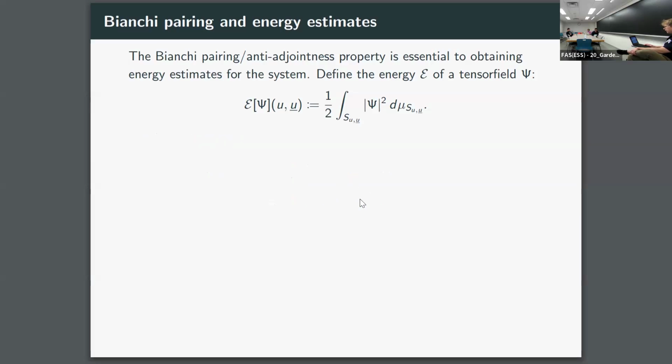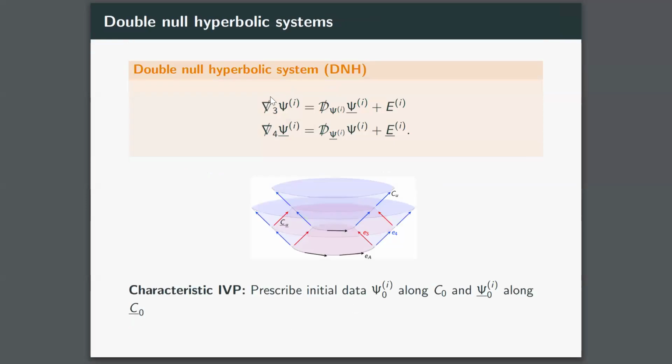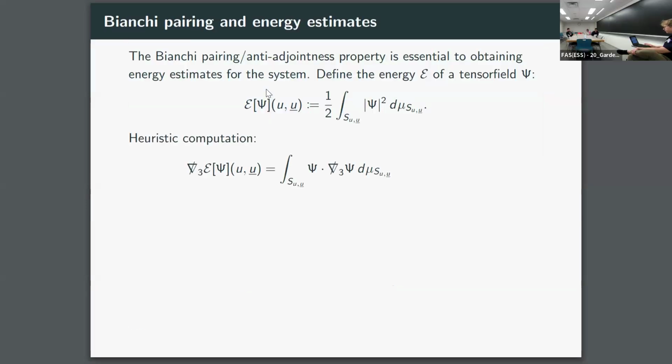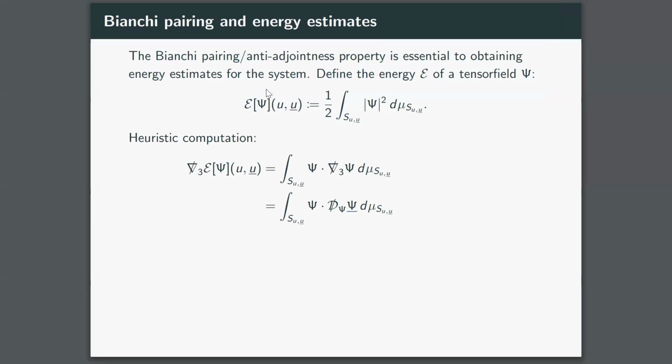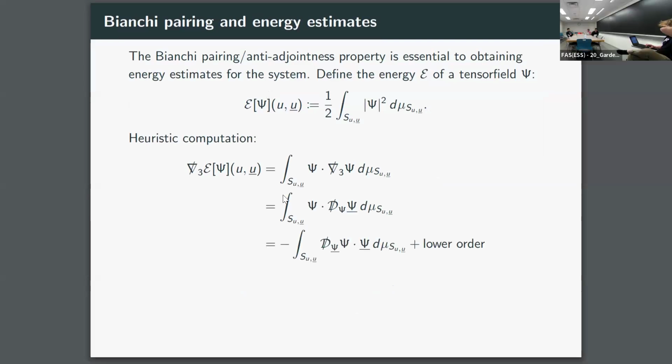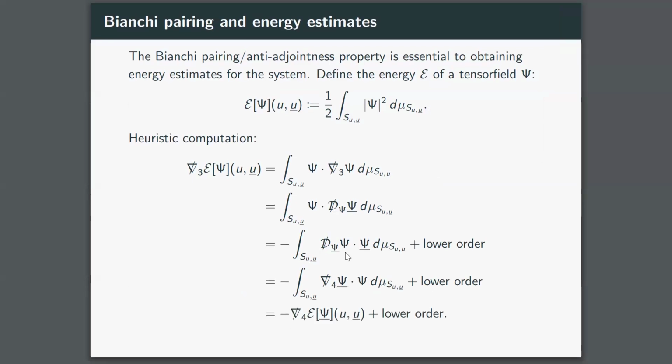This is just using this first equation here. Once I have this, I use the L2 adjoint property to integrate by parts and put this differential operator on the other function. And now I use the fact that that was the principal part of a nabla 4 psi bar equation. And then I can pull that out of the integral, and that is equal to lower order terms plus or minus the nabla 4 derivative of the energy of the conjugate psi bar.